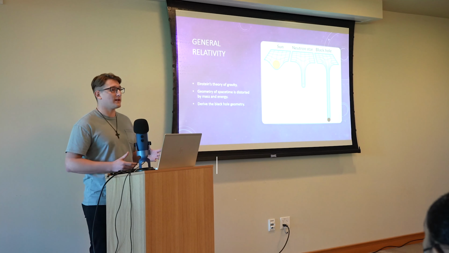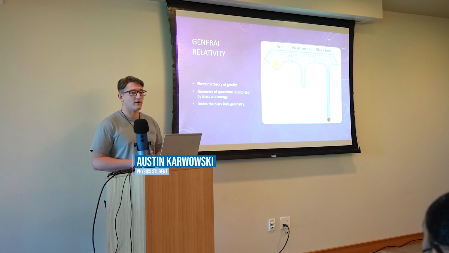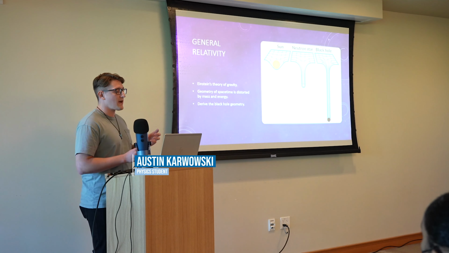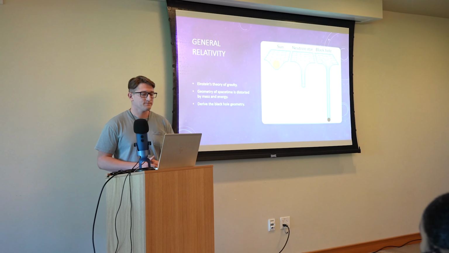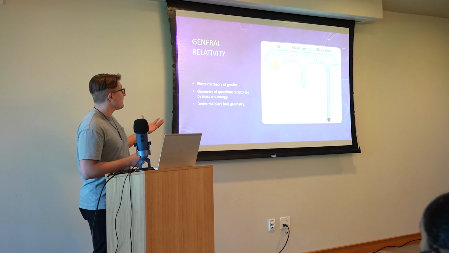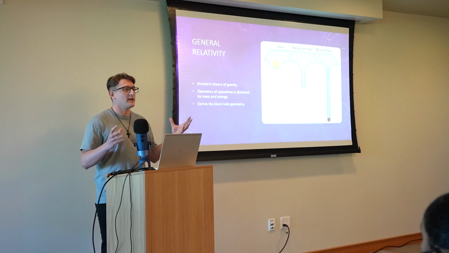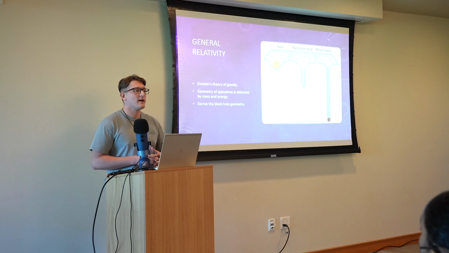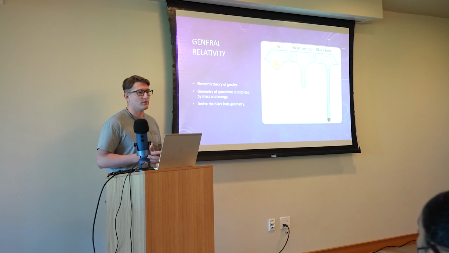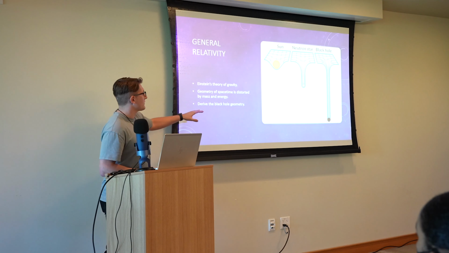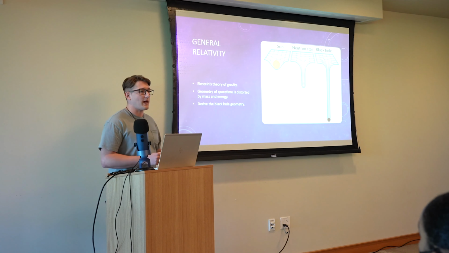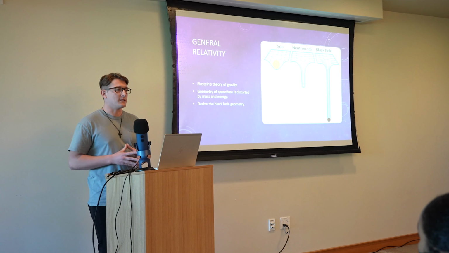Okay, so general relativity. This is Einstein's theory of gravity. It describes how the geometry of space-time is distorted by mass and energy. And from these equations, the Einstein field equations, we're able to derive different geometries of black holes. I will talk a little bit more about that later, but we are able to describe different properties of black holes just from Einstein's theory of relativity.